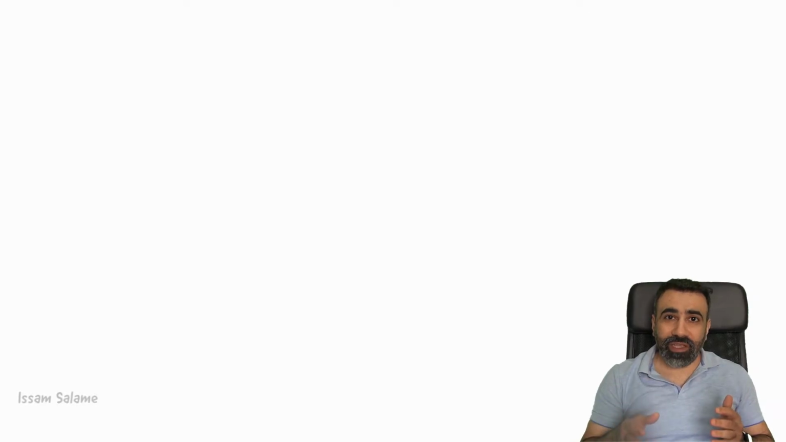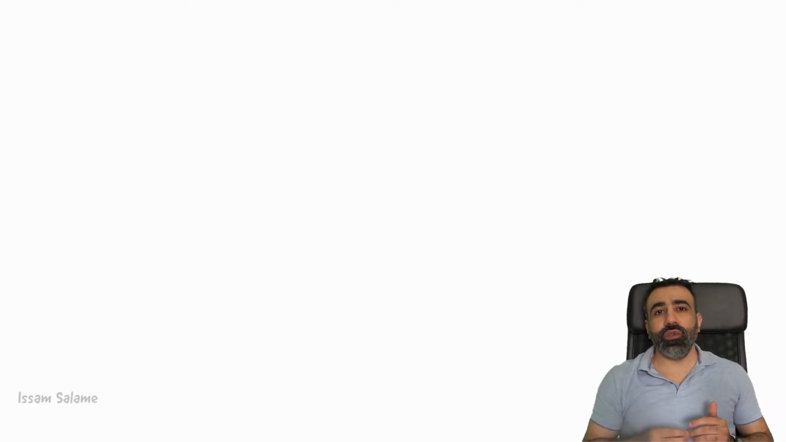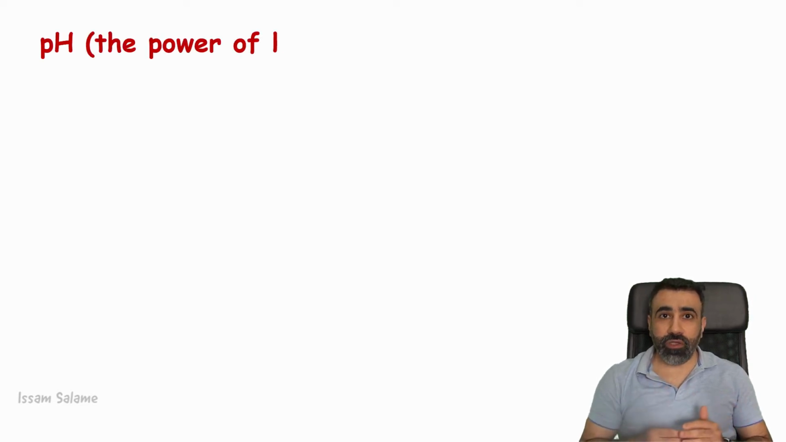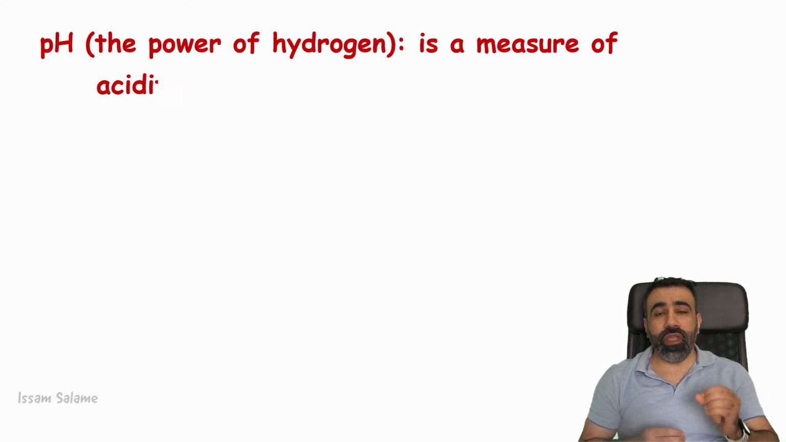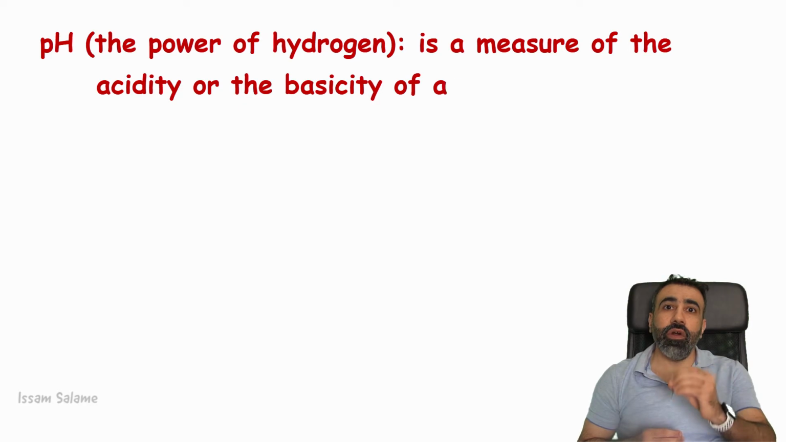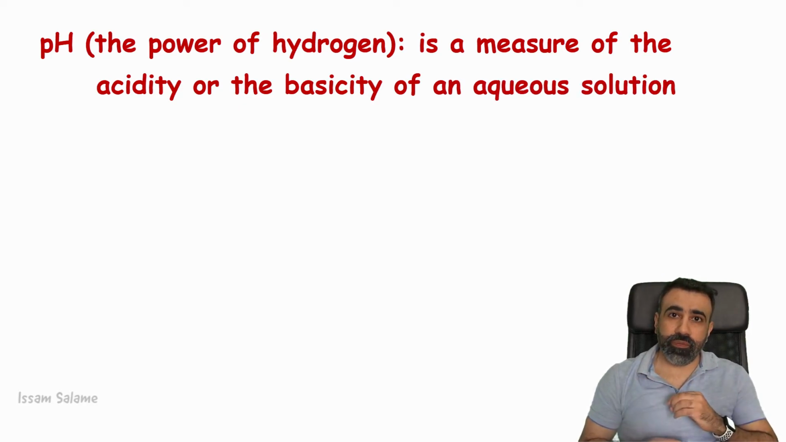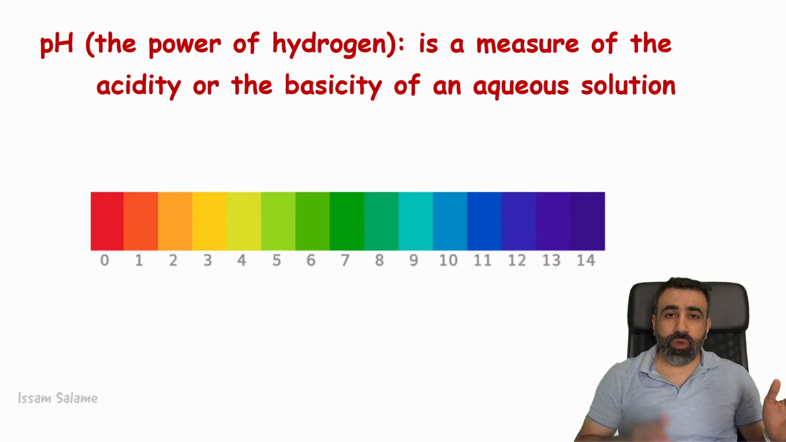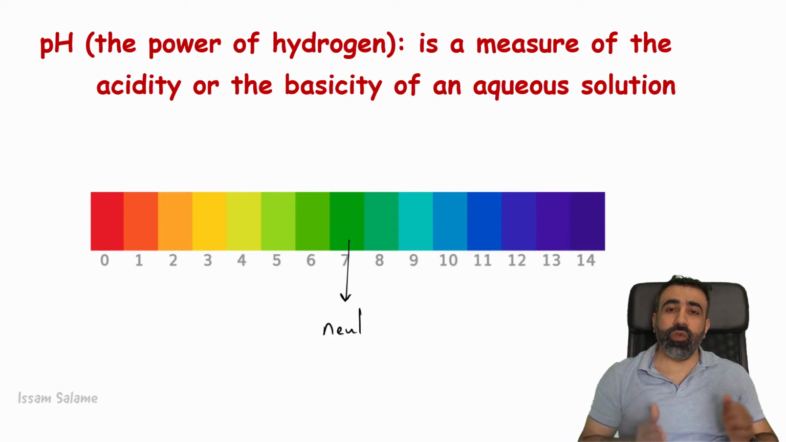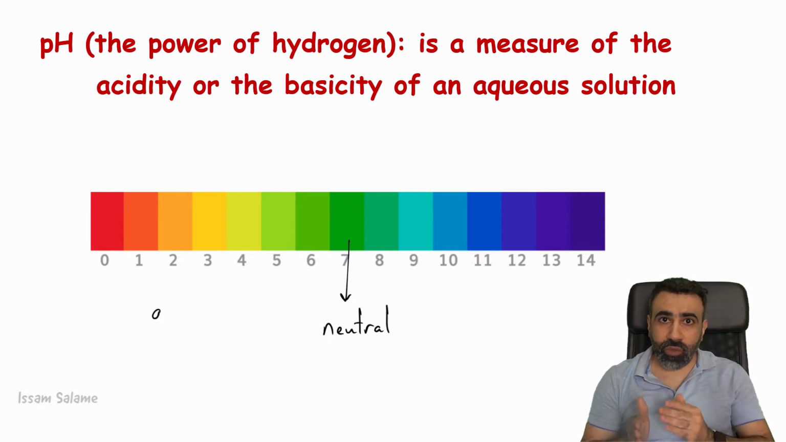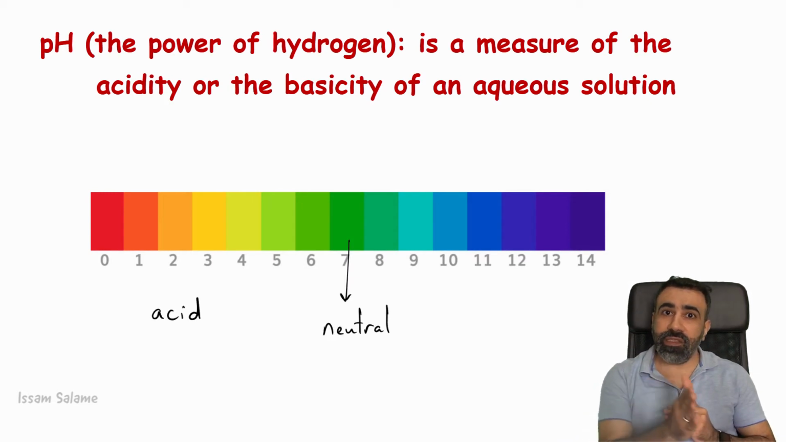Now, what's the pH and how to calculate the pH for different solutions? pH, or the power of hydrogen, is a measure of the acidity or the basicity of an aqueous solution. It's a scale between 0 and 14. A solution with pH 7 is a neutral solution. If the pH is less than 7, it's an acid. If the pH is more than 7, it's a base.